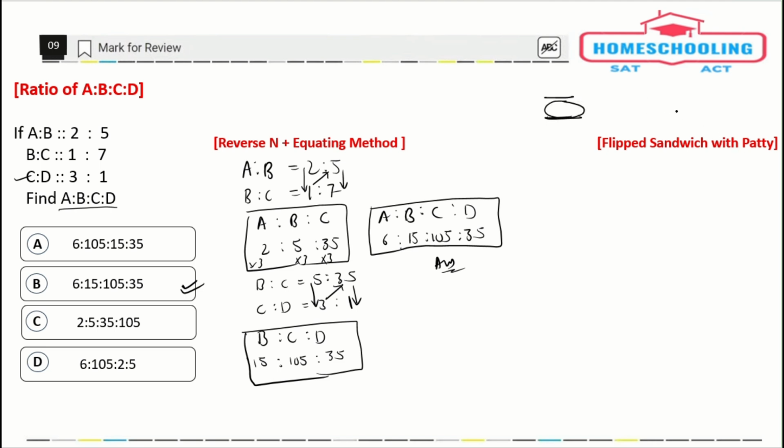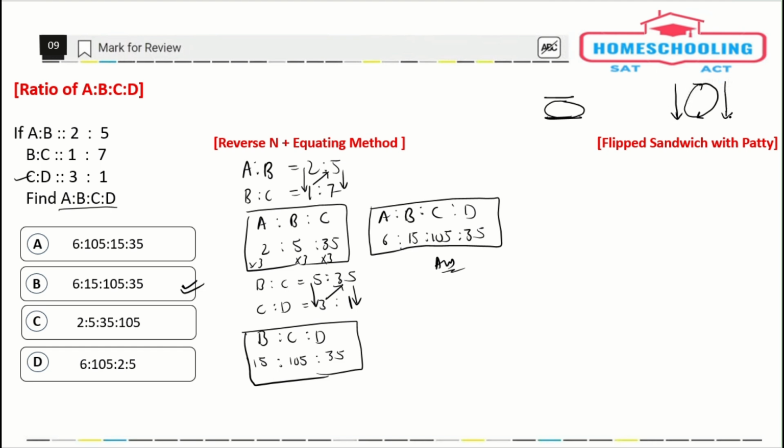Okay, so if we flip it vertically like this, these are the two sides of the bread, and this is the patty here in between. And let's give it some direction here. Both of them will be facing downward, and the direction would be somewhat like this. Just remember this figure, okay? Vertically flipped sandwich with a patty in between.